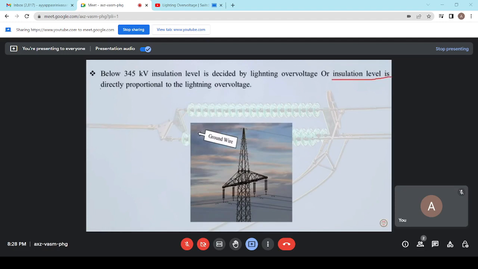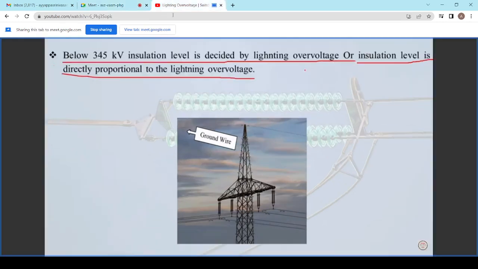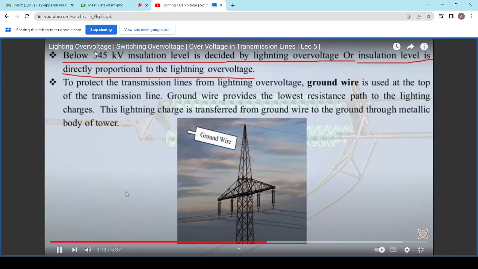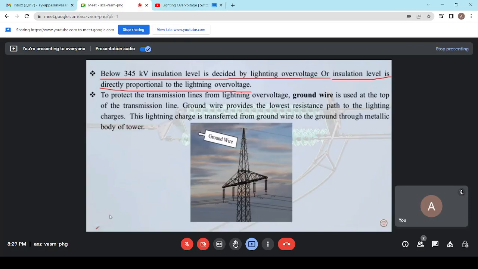Now we must protect our transmission line from over voltage. For this, a conducting wire known as ground wire is used at the top of transmission line tower. Ground wire is at the top, so it provides the lowest resistance path to the lightning charges. These lightning charges on ground wire are transferred to the ground through the metallic body of the tower.